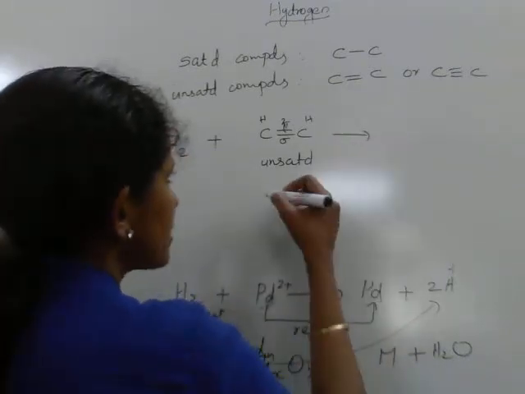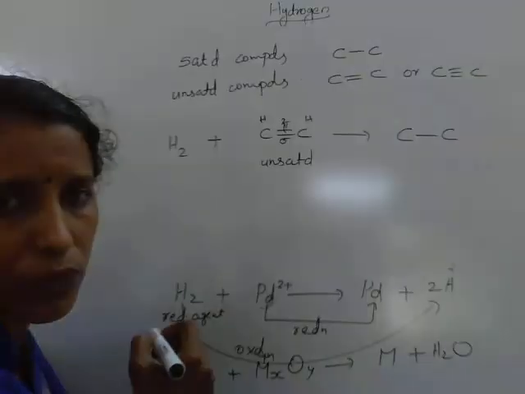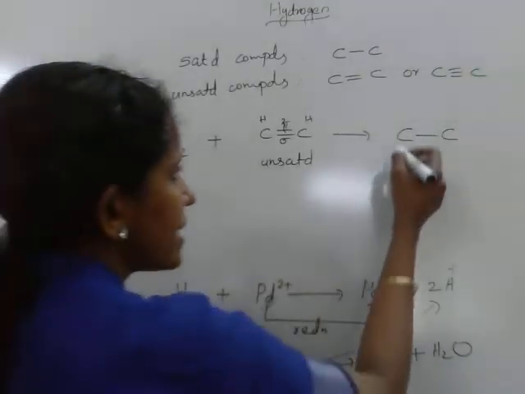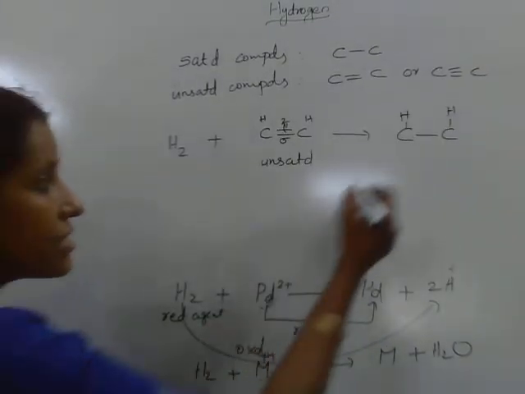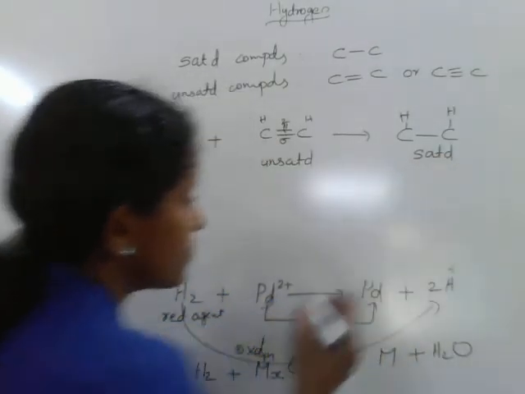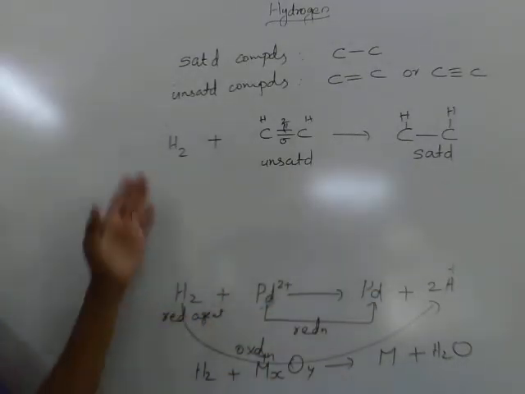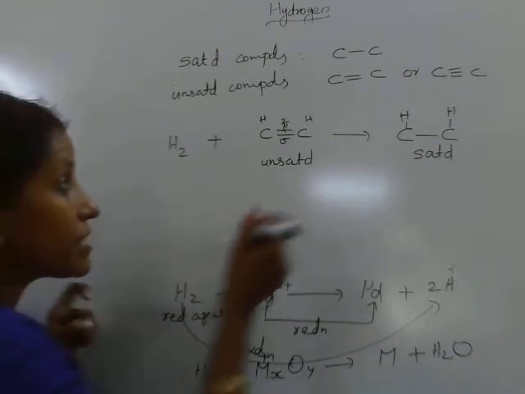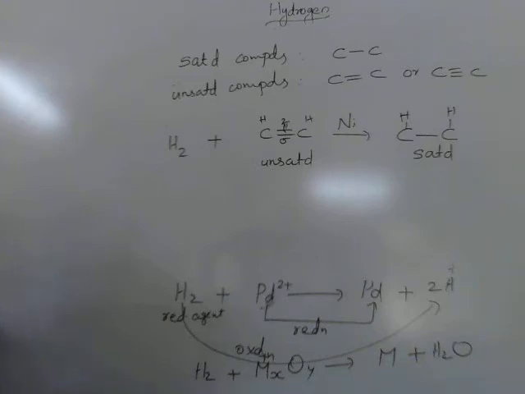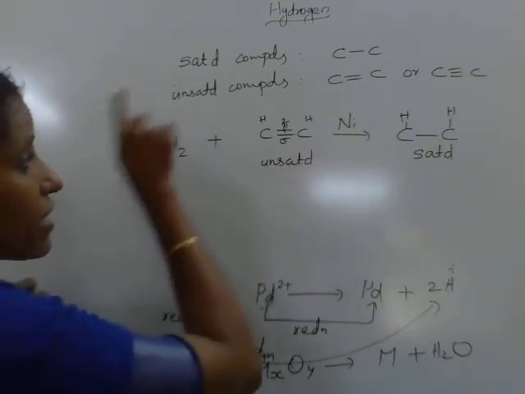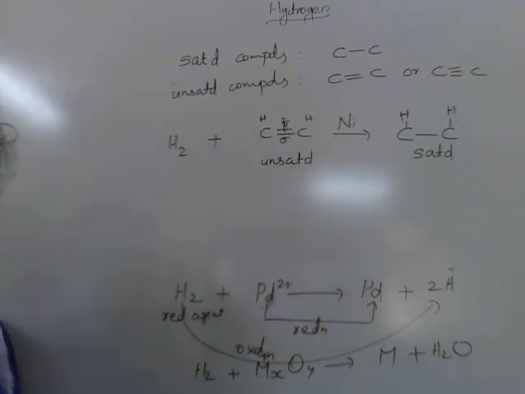So what do we get as the product? The C double bond C is converted to a C single bond C compound, and hydrogen is added to these carbons. That means this is a saturated compound. Unsaturated compounds get converted to saturated compounds on adding hydrogen in the presence of a catalyst like nickel. So this reaction involves addition of hydrogen, meaning an H2 molecule is added to this carbon-carbon bond.